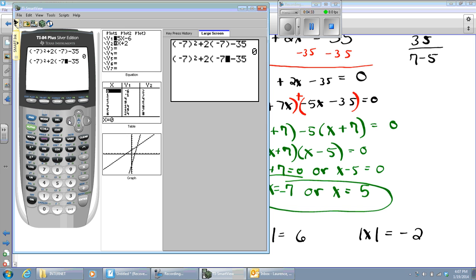And then where I see a negative 7, I'm going to delete the negative and over type a 5. And I'll do that again. Delete the negative, put a positive 5 in. And so now you see I have 5 squared plus 2 times 5 minus 35. And the calculator knows the order of operations and generates a 0. Of course, you can check yourself.